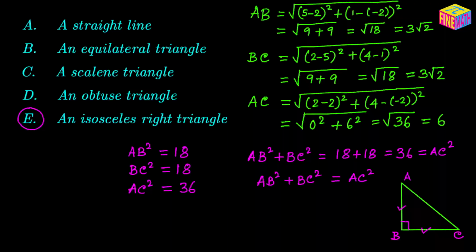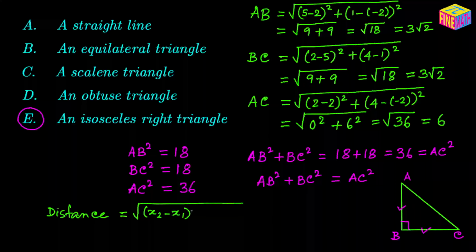And to solve this problem, the only theory that I used was the distance formula, which says the distance between 2 points is equal to the square root of (x2 minus x1) squared plus (y2 minus y1) squared. That is the distance formula, and that's what I used. And the only other concept I used was the Pythagorean theorem, where we say AB squared plus BC squared is equal to AC squared. So those are the only two theoretical concepts that have been used to solve this problem.